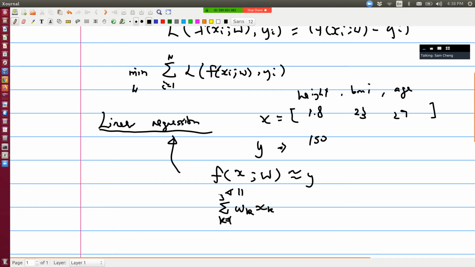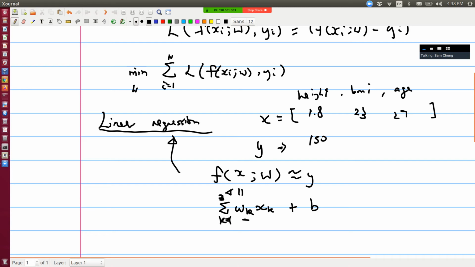And oh, by the way, I also want to add a bias term, something like adding a bias, let's say b here. But more conveniently, most people will just absorb this bias into the weight as well.